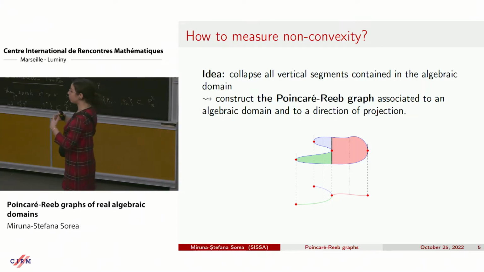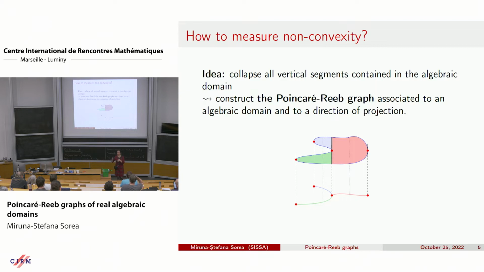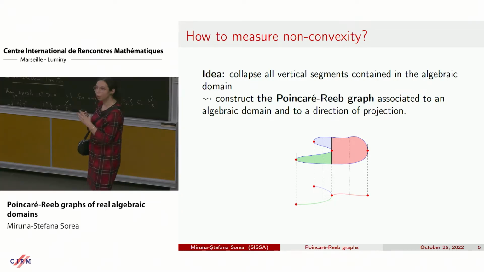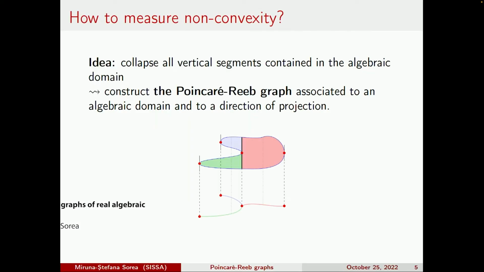So now once we have these objects that I will explain more in detail soon, we can rephrase the problem in terms of trees or graphs, depending on what domains we have. And now the question would be to classify all possible topological types of such graphs. So roughly speaking, if you are given such a graph with some properties that I will mention, can we construct a real algebraic domain that realizes this graph via this collapsing procedure? And that's the whole thematic of this talk.